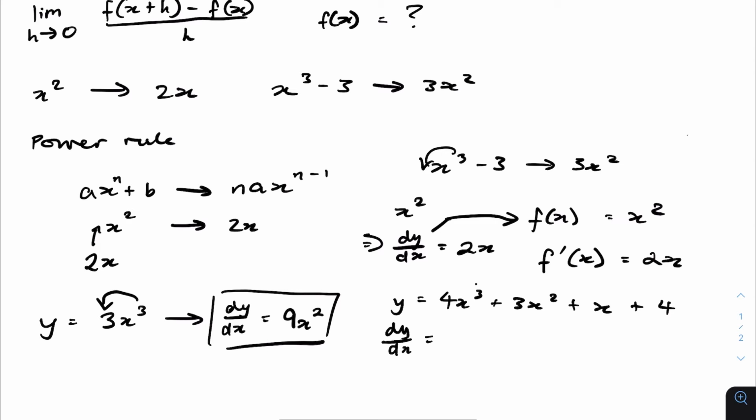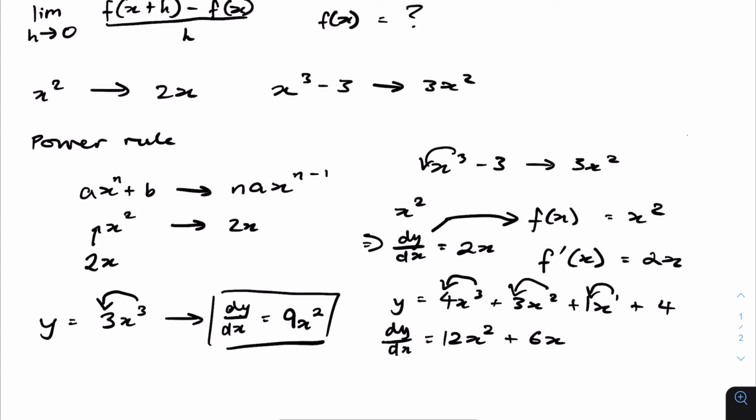So drag the power down here. 4 times 3 is 12. Then decrease the power by 1: 12x squared. Then you have the 3x squared, so you drag the 2 down, multiply by 3, which gives 6. Then the power of x is decreased by 1, so it's just 6x to the power of 1, which is just 6x. Then you have the term x, so we can say that it's 1x to the power of 1. That's the same thing as x, if we want to make it easier for ourselves. Drag the power down.